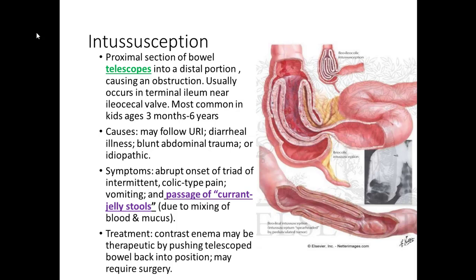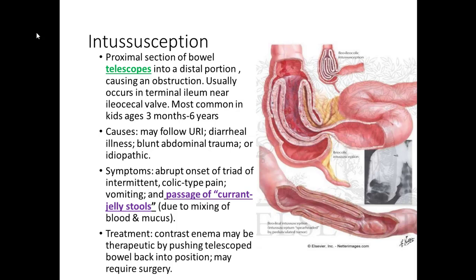Intussusception. So what this is, the bowel telescopes into itself. Generally, it occurs in the terminal ileum, the end of the ileum, right next to the ileocecal valve. Generally, we see these in young kids, like 3 months up to 6 years. Can be after an upper respiratory infection. Can be after maybe having the stomach flu and having lots of diarrhea. Can be from abdominal trauma, and sometimes it just happens.